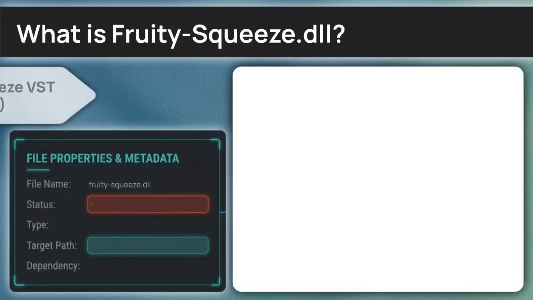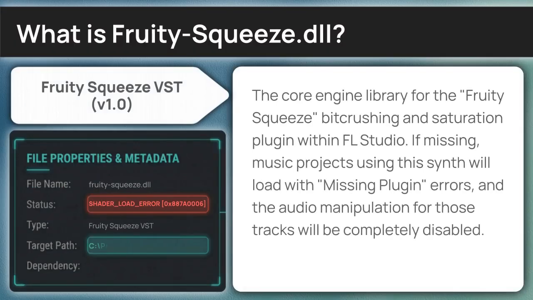This is the Fruity Squeeze module, the core engine library for the Fruity Squeeze bitcrushing and saturation plugin within FL Studio. If missing, music projects using this synth will load with missing plugin errors, and the audio manipulation for those tracks will be completely disabled. With that context in mind, our first logical step is a clean reinstallation.